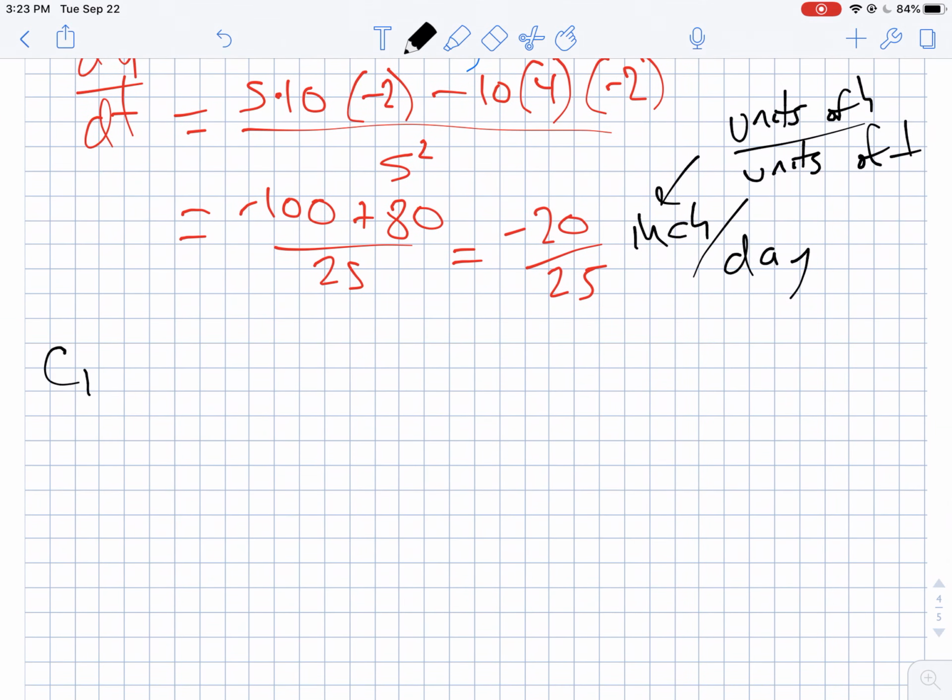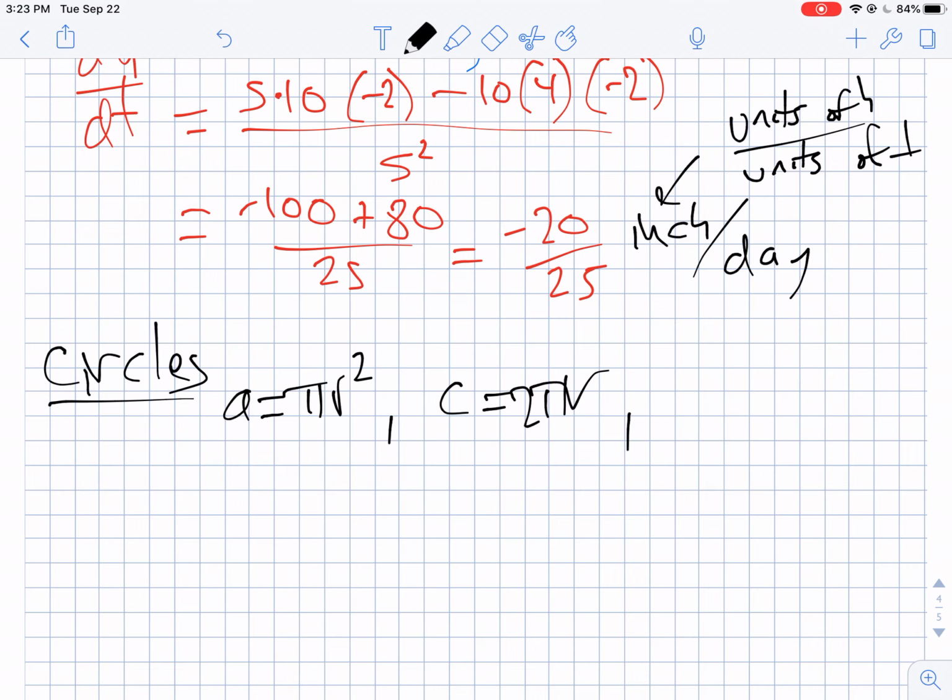We're going to also see a couple of problems that deal with circles. So just some things to remind you about circles. A equals pi r squared, that's the area. The circumference of a circle is 2 pi r, and the diameter of a circle is 2r, twice the radius. Okay, so let's do an example here.